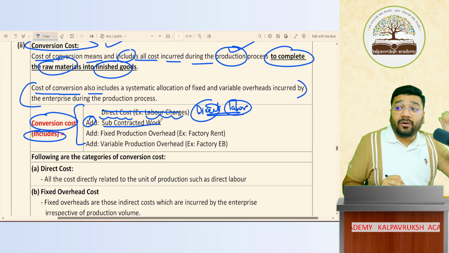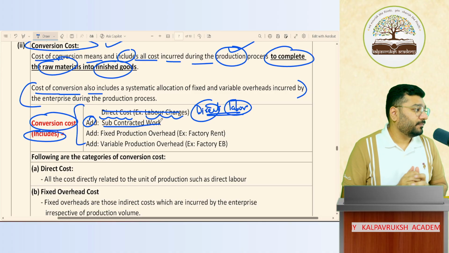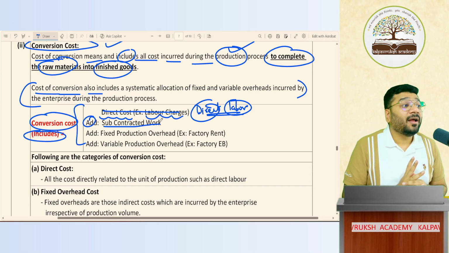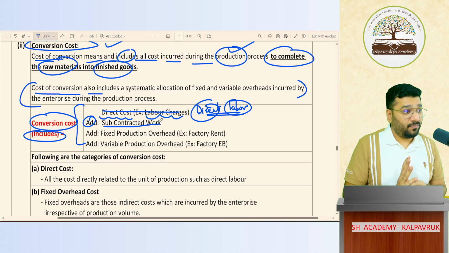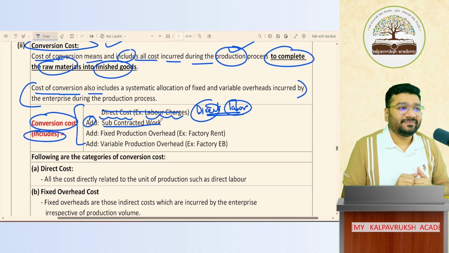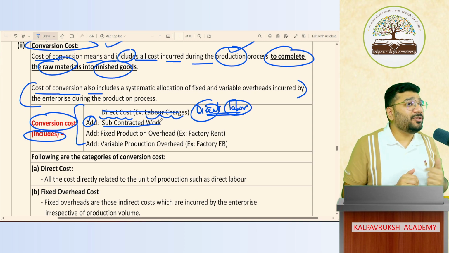Now, what is the meaning of subcontracted work? Subcontracting. Apply your mind, no, common sense. Work. Outsource. Very good. Lovely. Clap for her. Clap properly. Clap. Can you see?